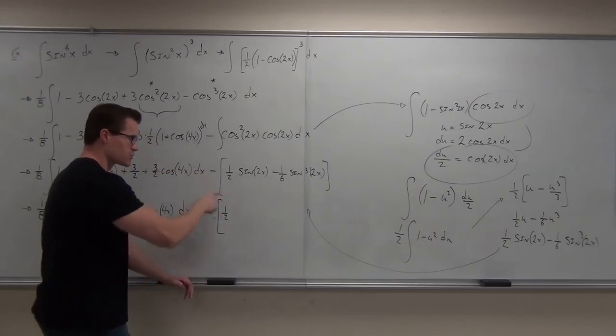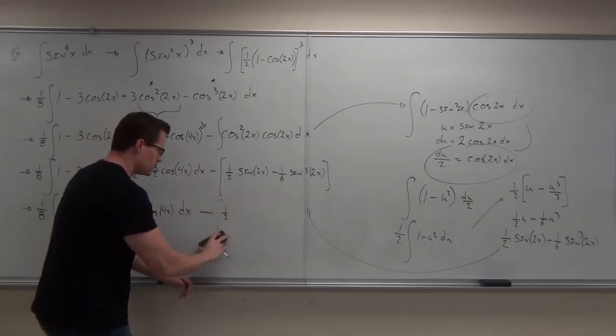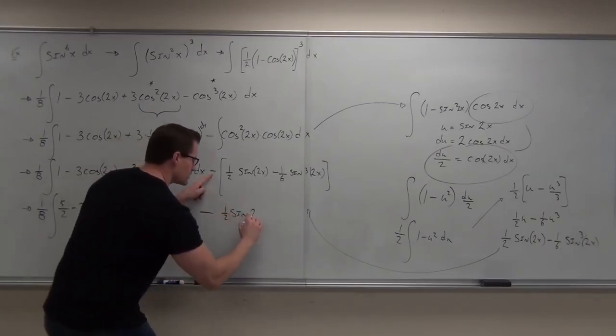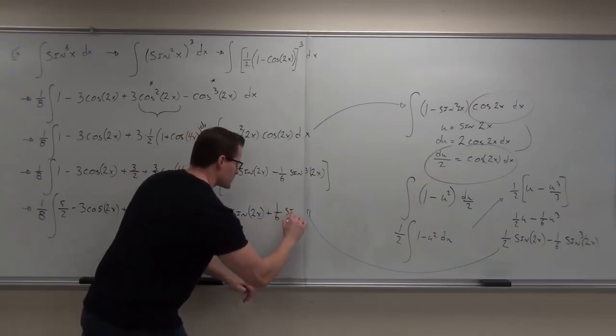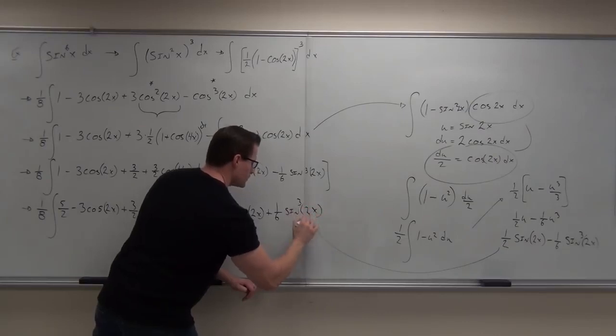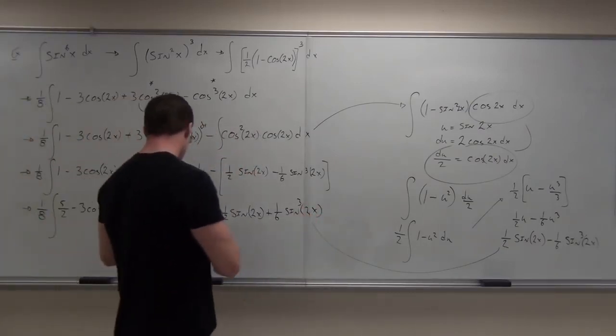Yeah, you could do that. You could distribute that right now if you wanted to. You want to do that? Yeah. So minus 1/2 sine 2x. Good. Plus 1/6 sine to the 3rd power 2x. Now let's work on the integral of this thing.